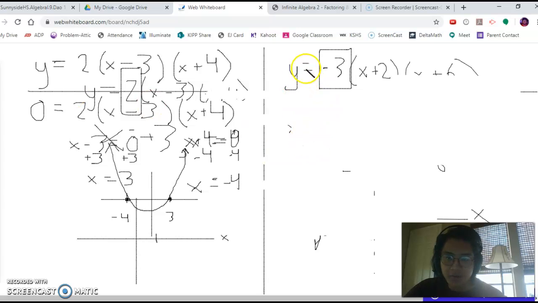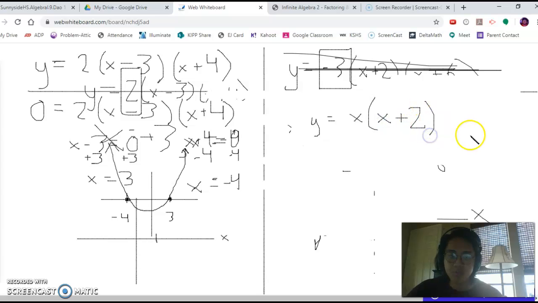Let's say we have an equation like y equals x times x plus 2, okay? Here, if the entire thing equals 0, and remember, if x is multiplying this, we can treat it like it's in its own parentheses, okay? So if the entire thing is equal to 0, what must each parentheses be equal to? 0.